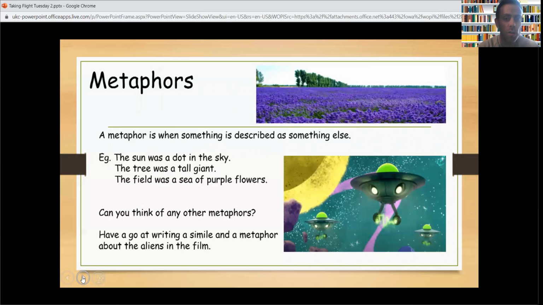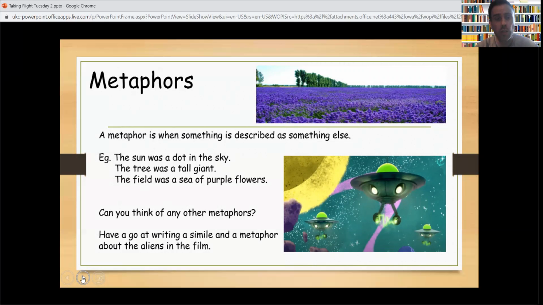It's metaphors. So similes and metaphors do usually go pretty close together, but they're not exactly the same. A metaphor is when something is described as something else. So this one is when you're saying it is the other thing. So, for example, the sun was a dot in the sky. You can imagine that, can't you? You can imagine the sun being a little dot in the sky. It's not actually a dot in the sky. It's the sun. It's massive. It's billions of miles away. But you could say, oh, it's a dot in the sky, even though it's not really.